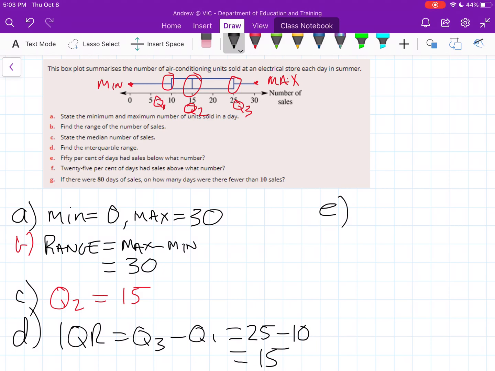Now we've got E. 50% of the days had sales below what number? I'm just going to erase what I've already put there and take it over. If you need to look, go back and pause the video. I'm just going to break this down into different parts. Each section is actually 25%.